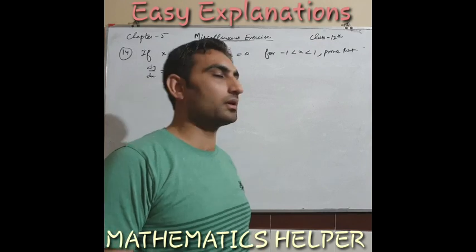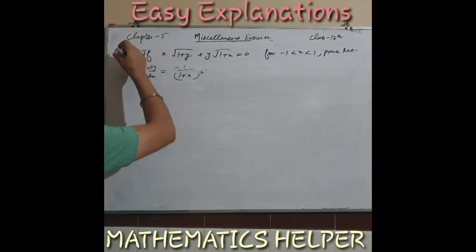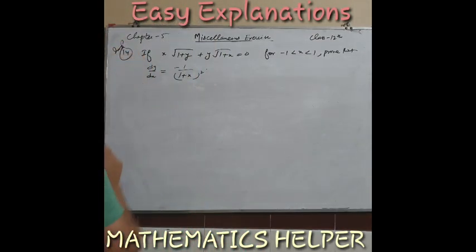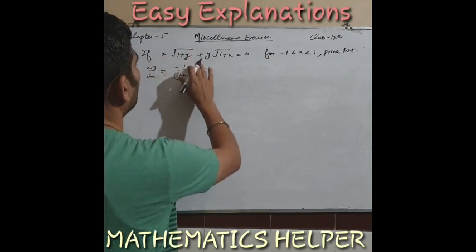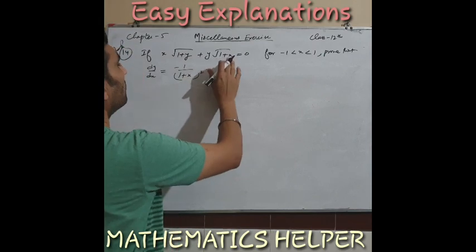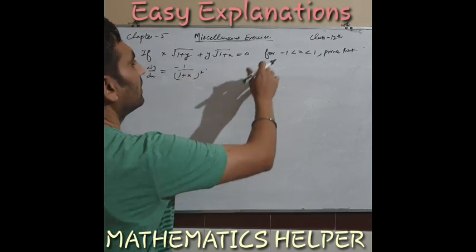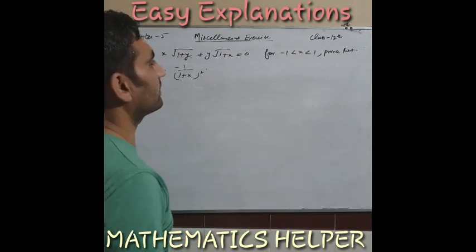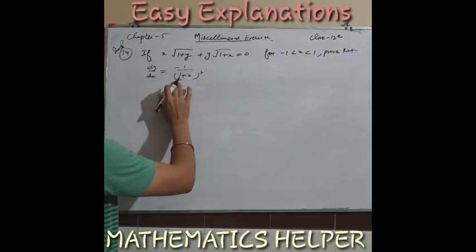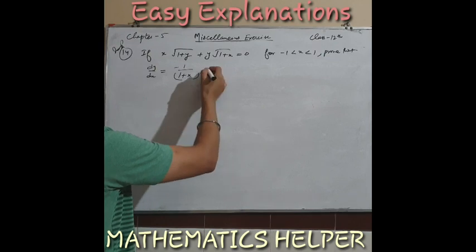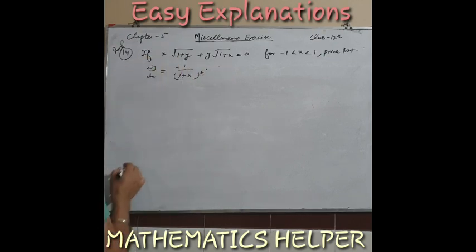Students, our question number 14 is another important question for examination. See what we have to do here. If x into square root of 1 plus y, plus y into square root of 1 plus x, is equal to 0, for this minus 1 less than x less than 1, it is only a condition. Prove that dy upon dx equal to minus 1 over 1 plus x raised to power 2. So you have to remember, very important question for examination.